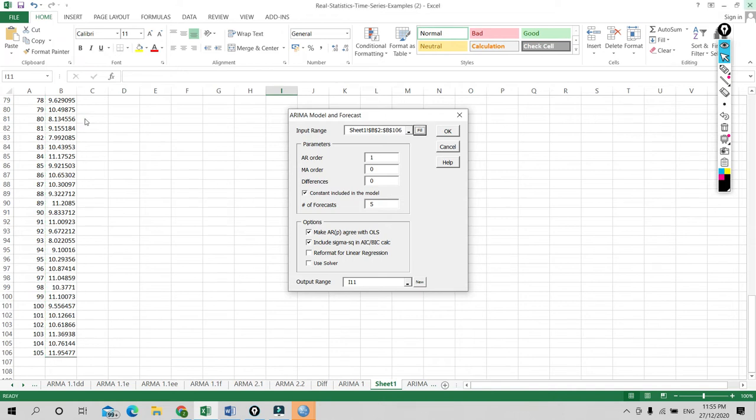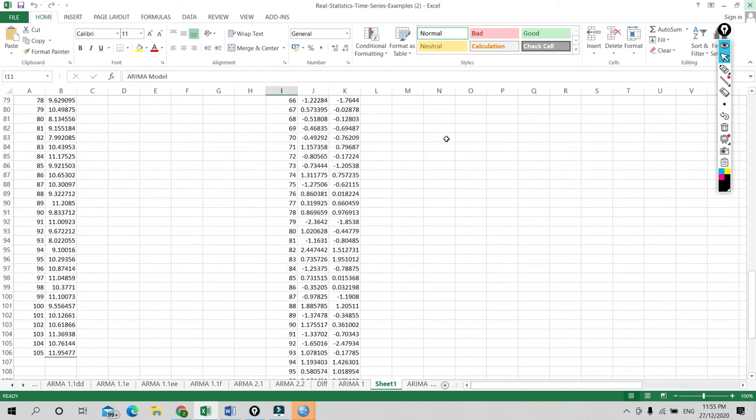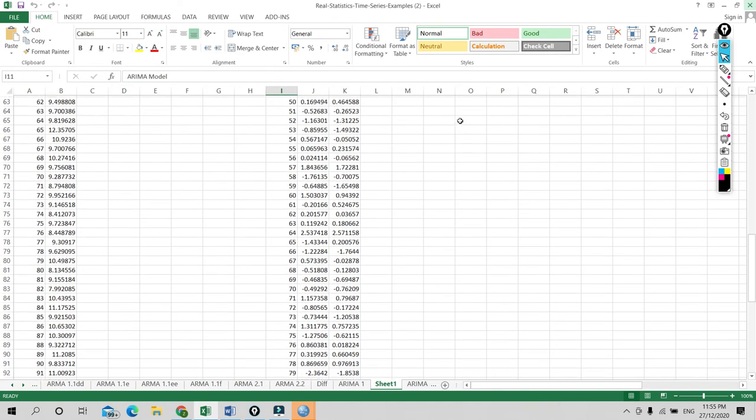Then I press enter. Just now we said that we want to use ARIMA 211. So AR2, MA1, and the difference is equal to 1. I do not want to put a constant here, I just ignore the constant. I just click OK. Then this is the result for my model here.